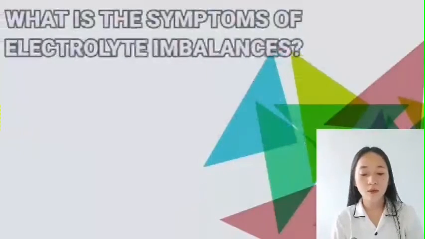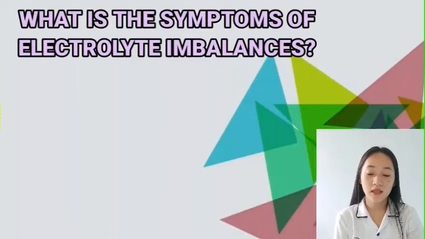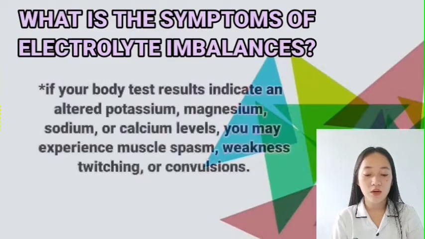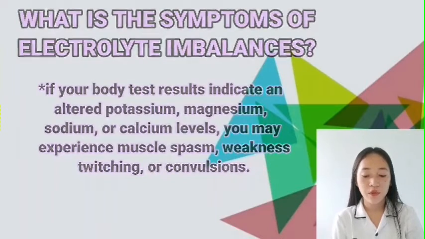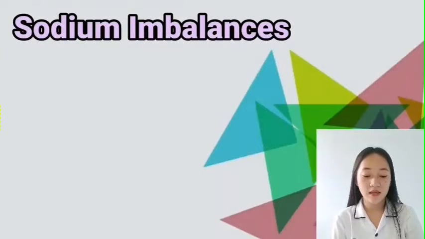So what are the symptoms of electrolyte imbalances? The symptoms are based on which of the electrolyte levels are affected. If your body test results indicate altered potassium, magnesium, sodium, or calcium levels, you may experience muscle spasm, weakness, twitching, or convulsion.